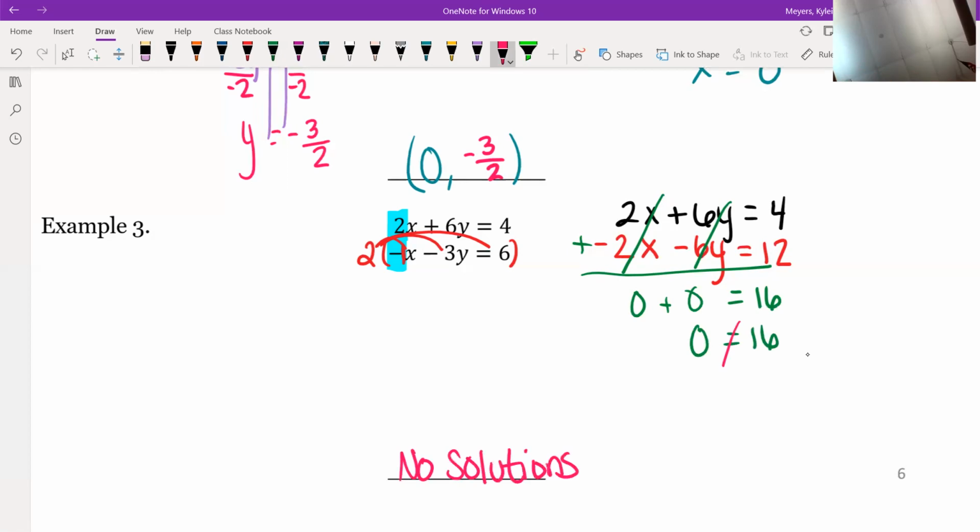Okay? So we can't lose our understanding of no solutions and infinite solutions as we go through, okay? All right, so we're going to do a lot more practice with this, so don't worry.